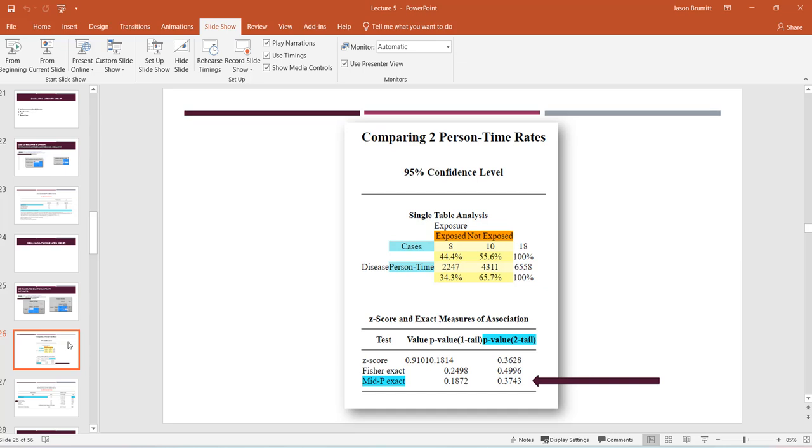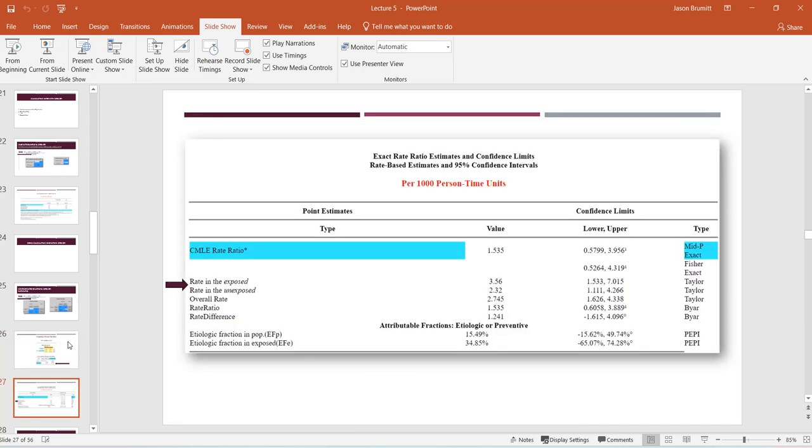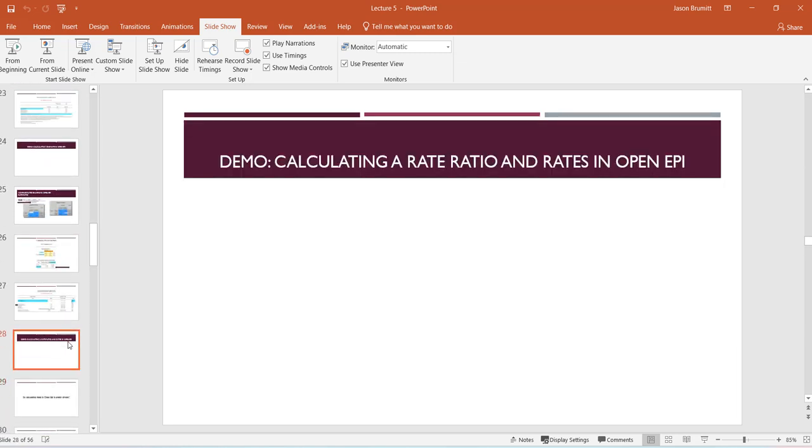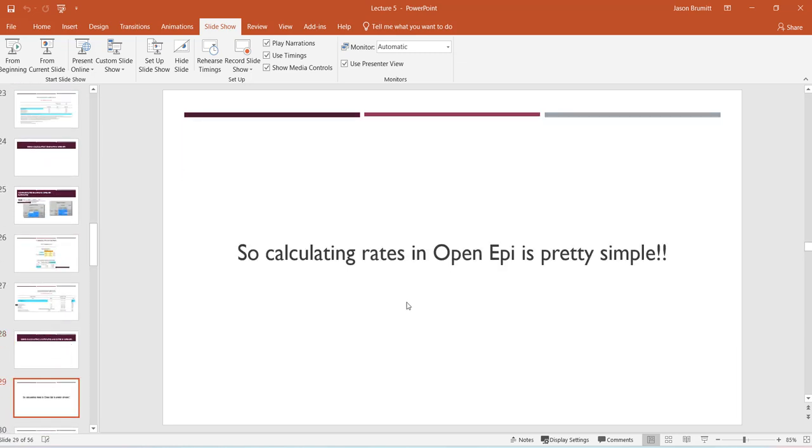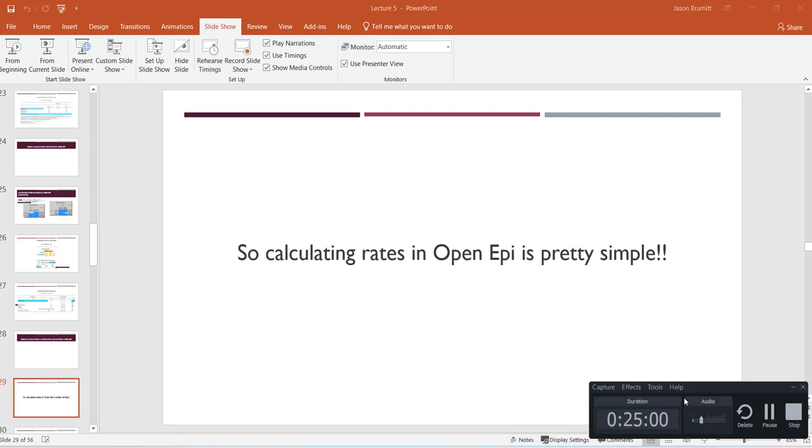So again, here's that p-value, not significant. There's our rate ratio. Again, we would report the rate ratio is 1.5 and the confidence interval, but it's not significant. So 1.535 per 1,000. And then, of course, we see the rate in the exposed and the rate in the unexposed. All right, so let's pause here, and then we'll get the next one up and going in just a moment.